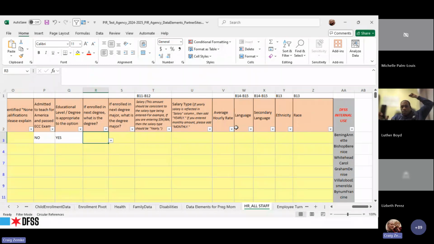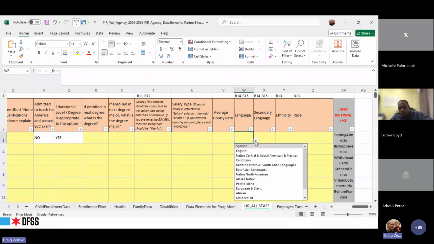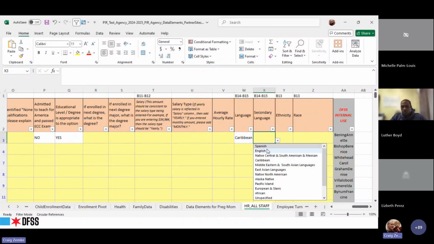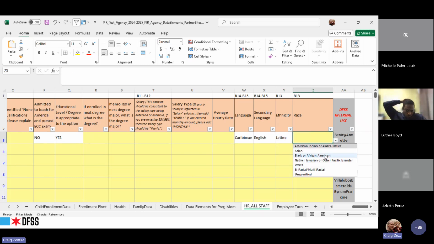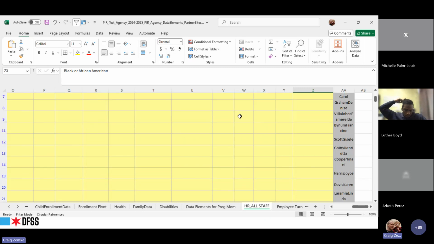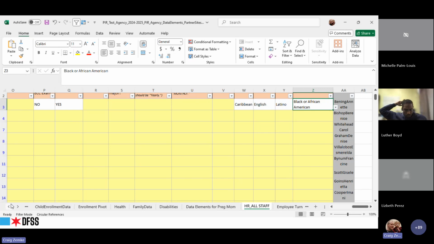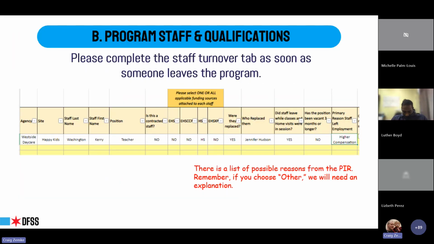For teaching staff, we need to know what's their primary language, right? Do they have a secondary language? What's their ethnicity, right? There we go. We just need this to be filled in for everybody. Please don't make it look like this. It is required. They'll make us come back and get it. It's a waste of time. You already know. I'm telling you right now, it's required. Please just do it. Okay. That's that.